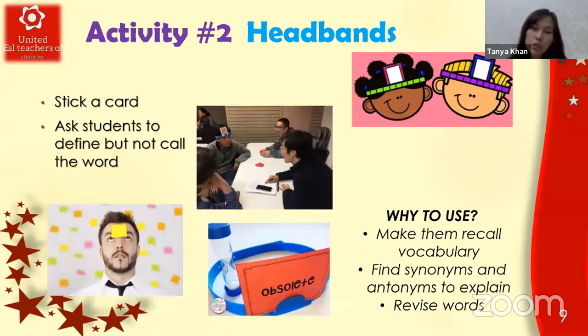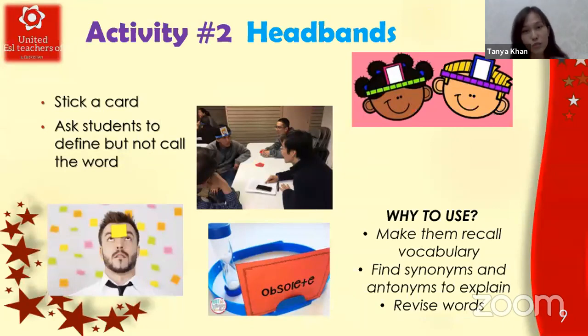What you need to do here is have a special band, something that might keep a card on their head, and put the card with the word on their head. Then ask other students to define it but not to say the same word. They have to explain, giving examples and contextualized situations. They might provide synonyms or antonyms, but not say the exact word.